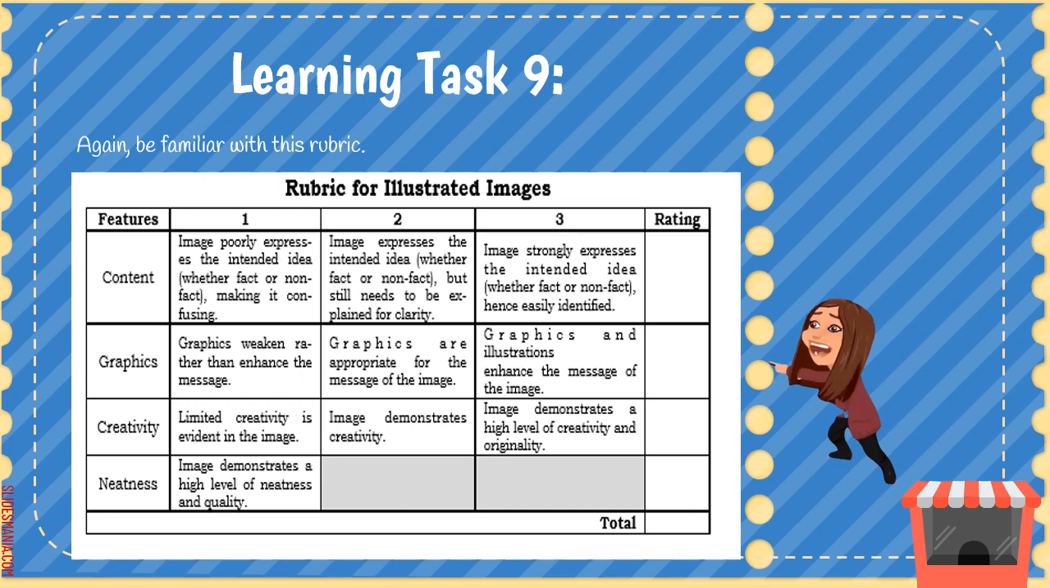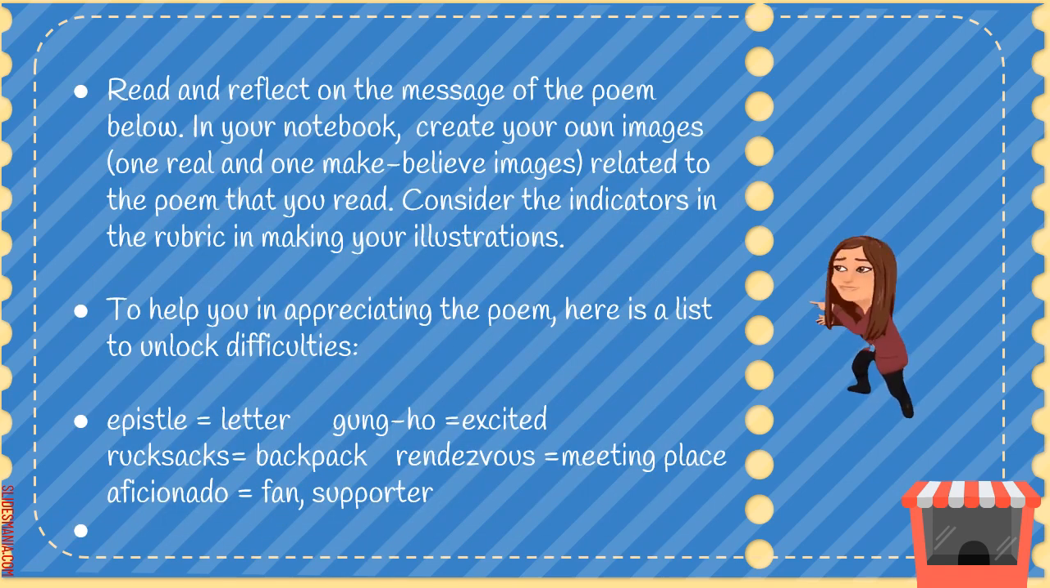Now, let's go to learning task number 9. Again, be familiar with this rubric. So, you will make an illustration again and you will be rated according to the rubric for illustrated images. Just like a while ago, we have the same rubric. So, read and reflect on the message of the poem below or the next slide. In your notebook, create your own images, one real and one make-believe. So there are two images related to the poem that you will read. Consider the indicators in the rubric a while ago in making your illustrations or drawing.